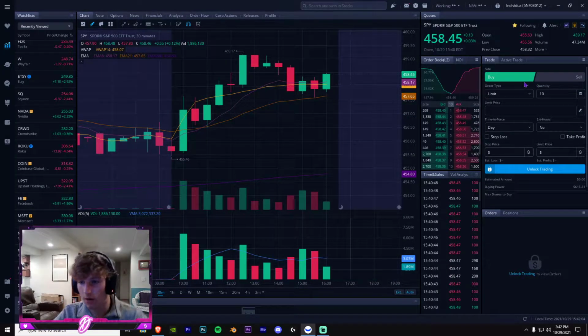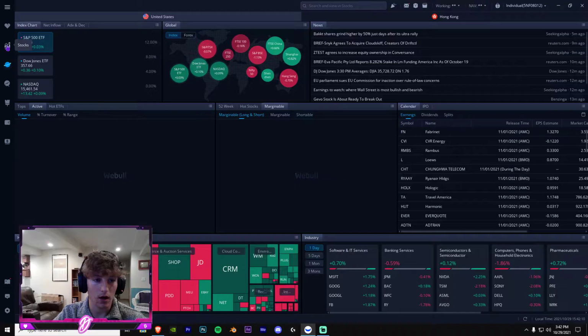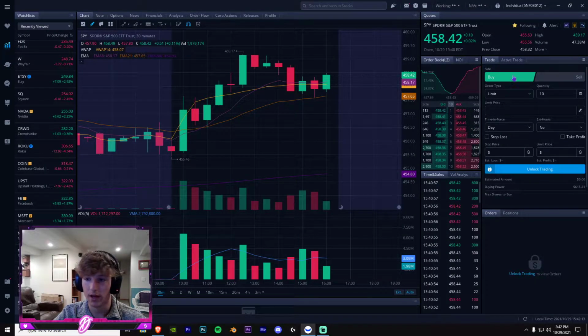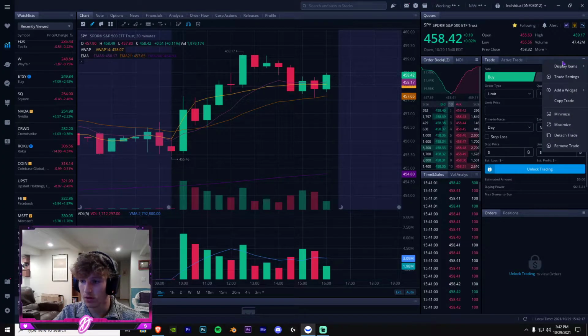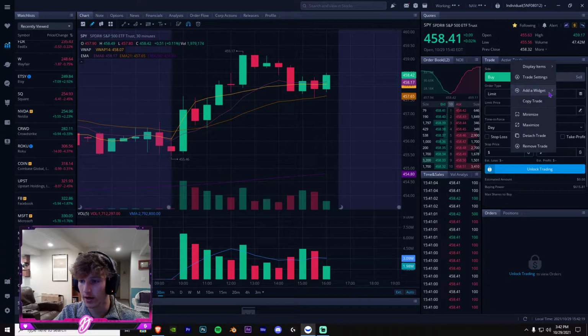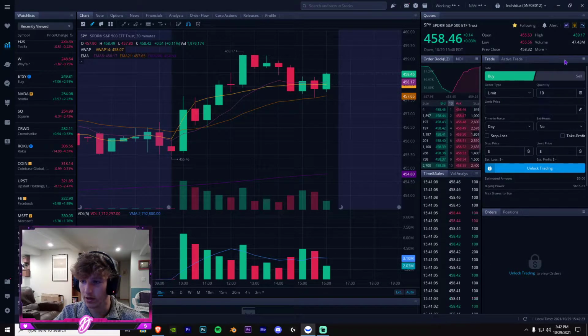But for Webull, we go to this trade section, and we are on this stocks tab right here on the left, and you should automatically see this show up. There is a way to add a widget. If you right click right here and click add a widget, if you don't see the trade button, you can add trade if you want.